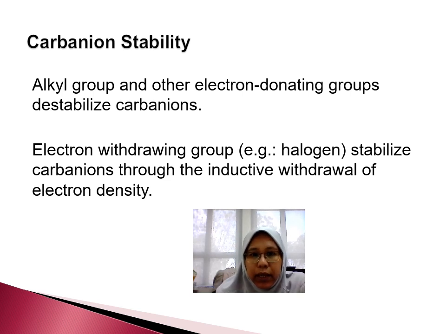Therefore, we can see here electron withdrawing group. We're going to learn about this EWG in chapter 6, arene. If we have EWG, for example, halogen, it will destabilize the carbanion because it's going to have an inductive effect on the electron density. This is another factor that will affect the stability of carbanion.